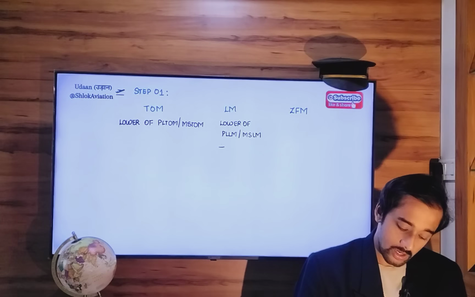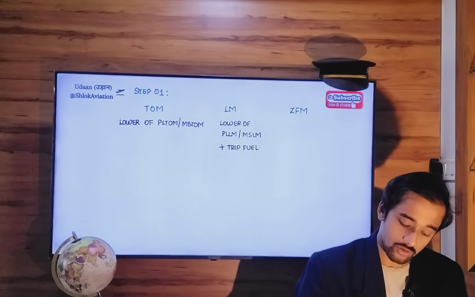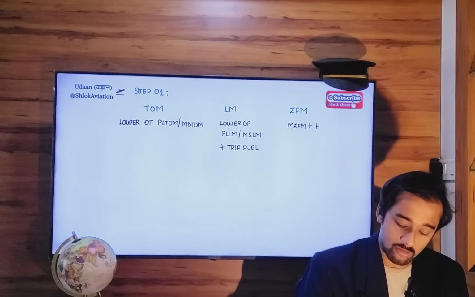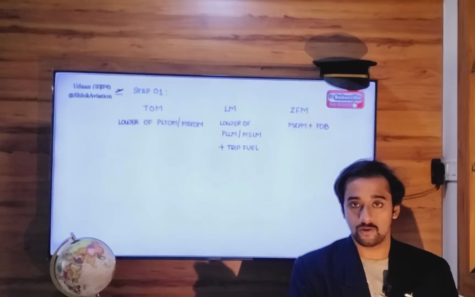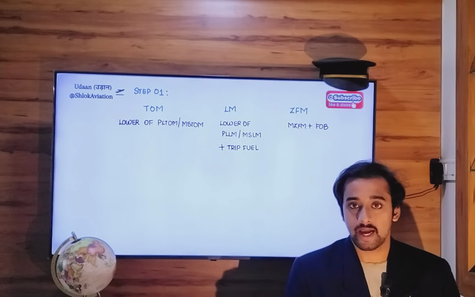To that value, you are going to add trip fuel. In the zero fuel mass column, you are going to write down maximum zero fuel mass plus fuel on board or takeoff fuel. Okay, so you have to substitute values in that formula.